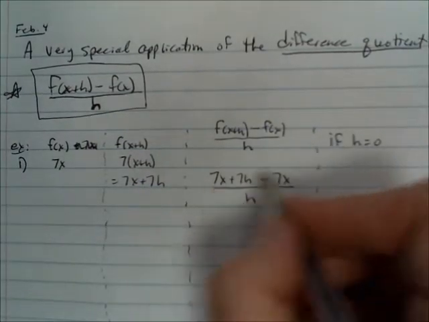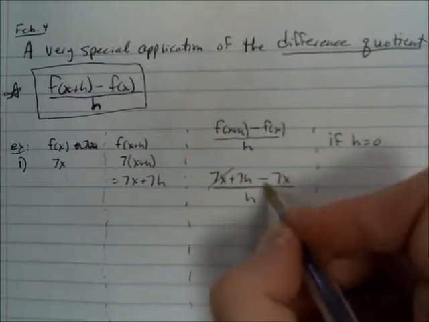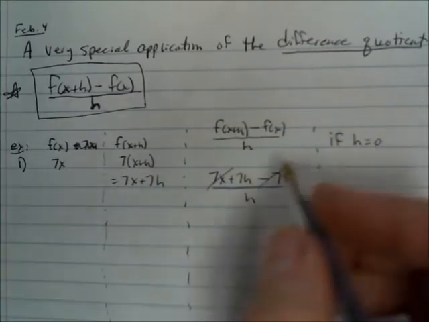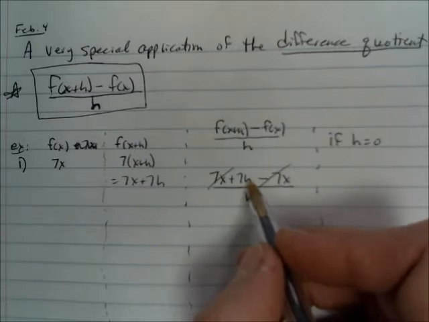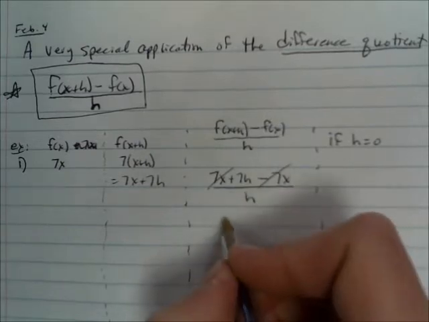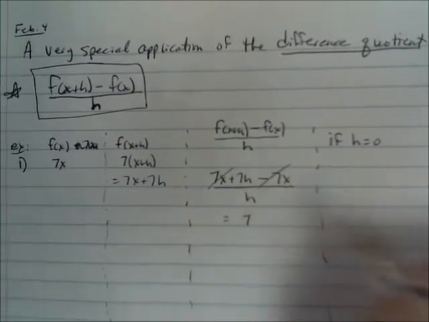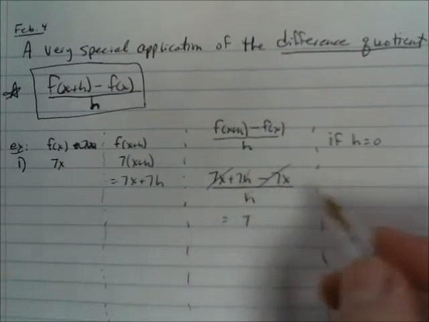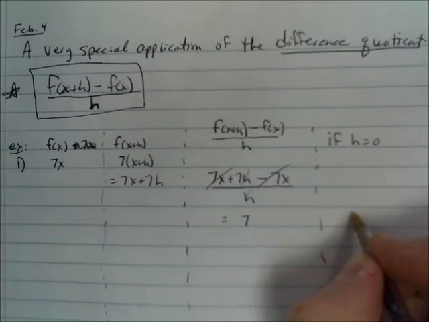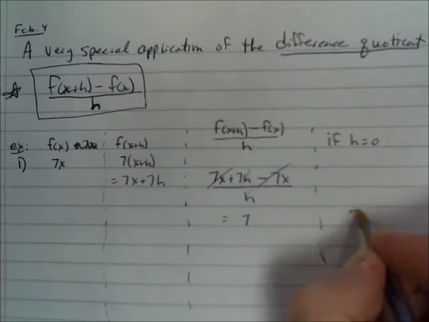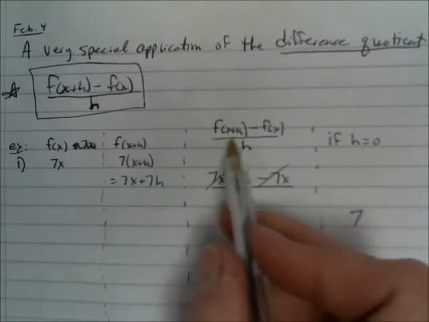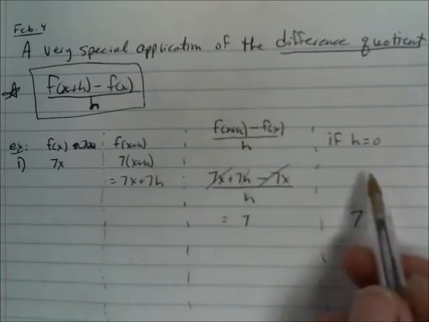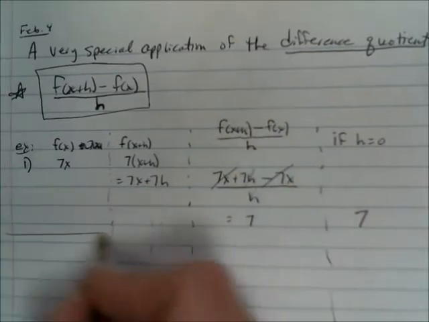So you can see that you can clean up the numerator by adding 7x to negative 7x. And what we're going to get is 7h divided by h, which is just equal to 7. And if h is equal to 0, well, it really doesn't matter because those h's disappeared. So if h is equal to 7 or 0, then the whole f of x plus h minus f of x all over h is equal to 7. And that is our first example.